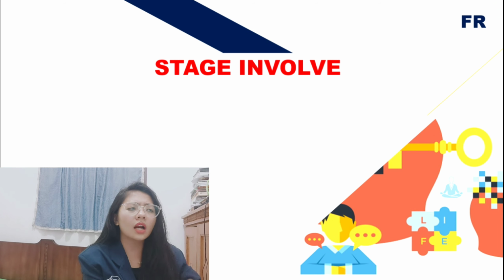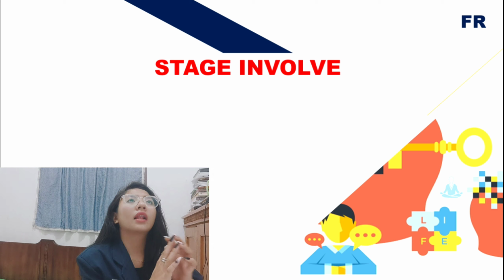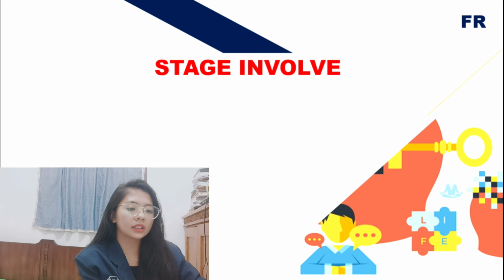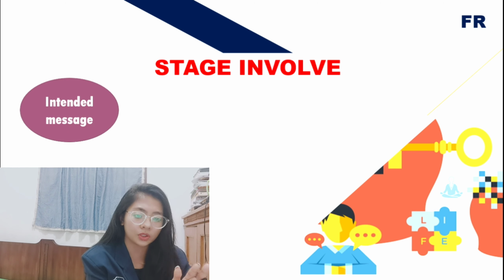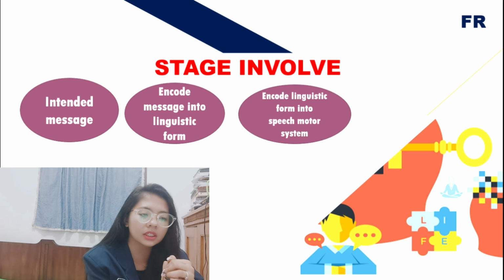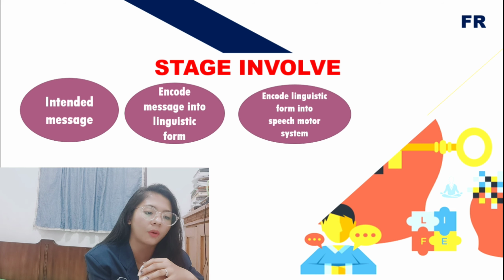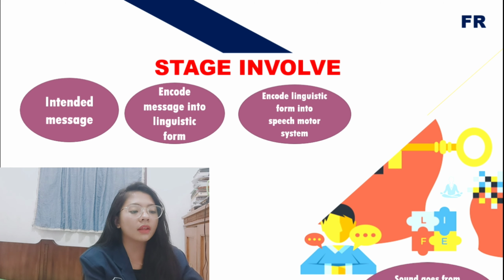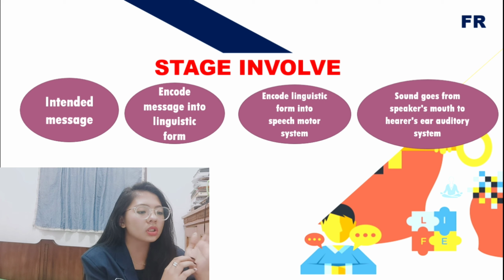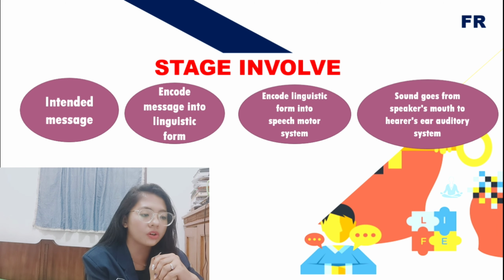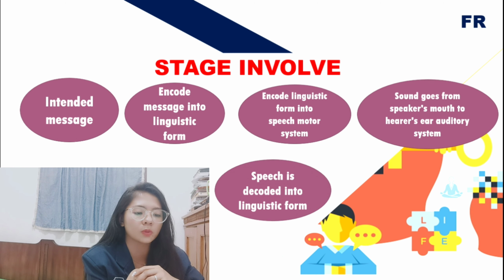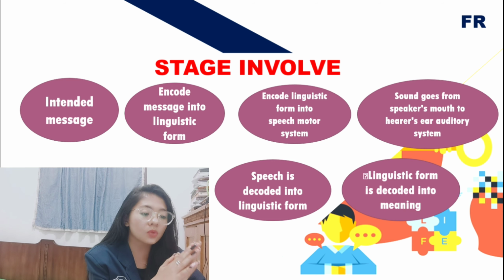And then there are some stages of language production. The stages involved: the first one is the intended message. The second one is encoding the message. The third one is encoding the linguistic form into the speech motor system. And then the fourth one, sound goes from the speaker's mouth to the hearer's ear, the auditory system. And then the fifth one is speech is decoded into linguistic form. And then the sixth one, linguistic form is decoded into meaning.